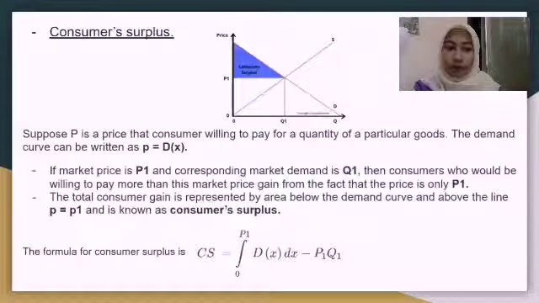than this market price gain from the fact that the price is only P1. The total consumer gain is represented by the area below the demand curve and above the line P equals P1, and it is known as consumer surplus. Thus, the formula for consumer surplus is stated below.